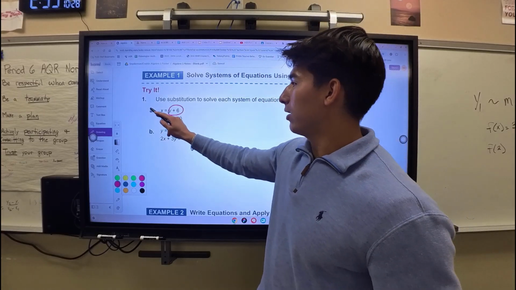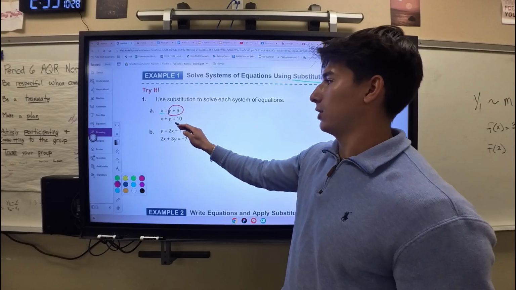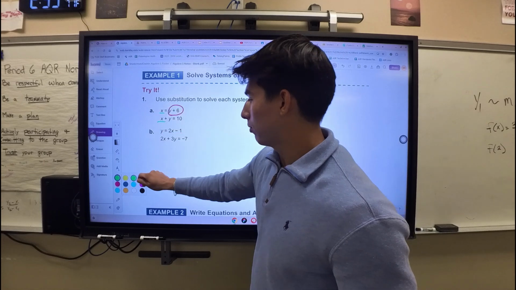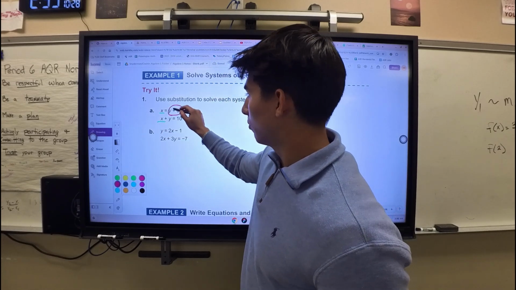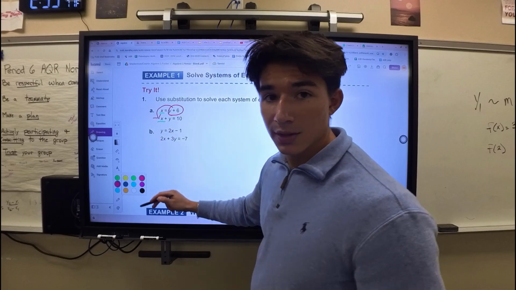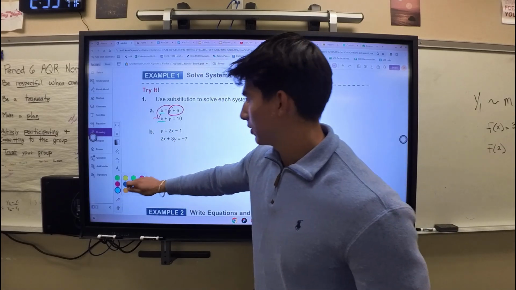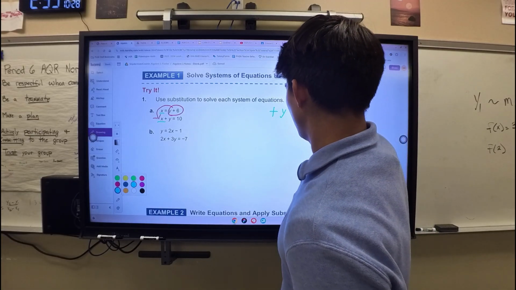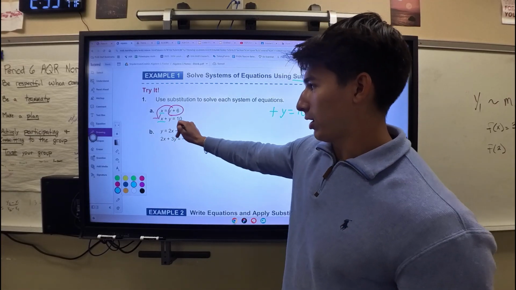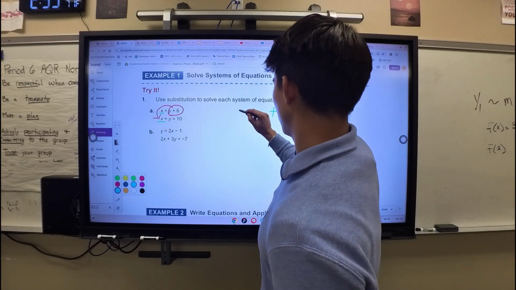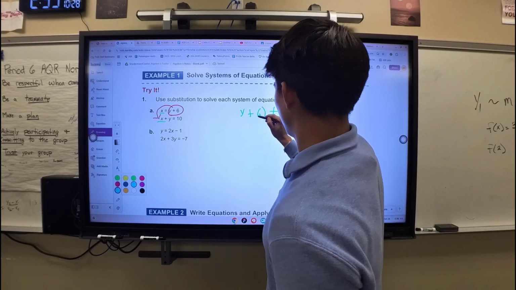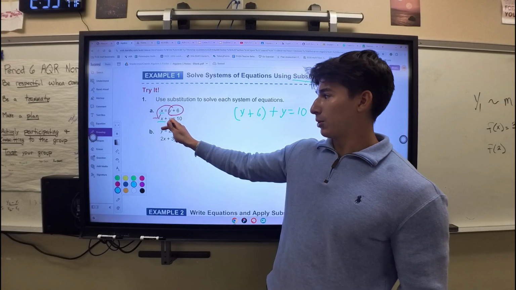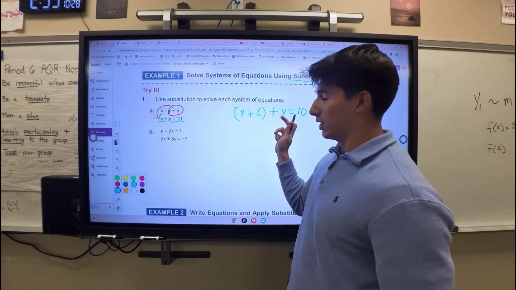Now we have to find where we can substitute this into our second equation. So we're going to also look for an x. Since we know x equals y plus 6, we can substitute y plus 6 in for this x. So rewriting our second equation, we have plus y equals 10. We just took that from right here. But now instead of an x, we have y plus 6. See what I did? I just replaced x with y plus 6. And then I kept the y equals 10. All that stayed the same.